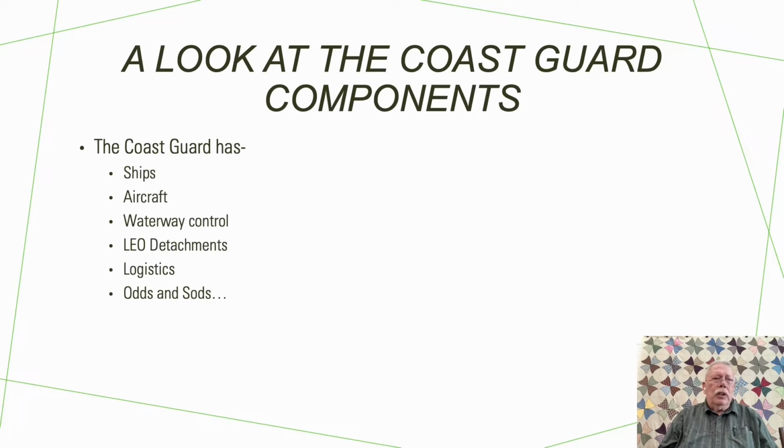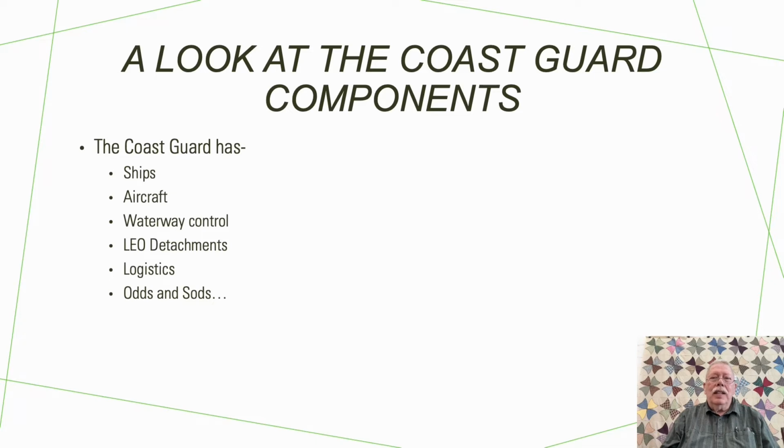LEO detachments, which are an interesting offshoot. Law enforcement detachments will man Navy ships to perform law enforcement duties, which the Navy, by its construct, is not allowed to do. They also have logistics. They also have odds and sods.